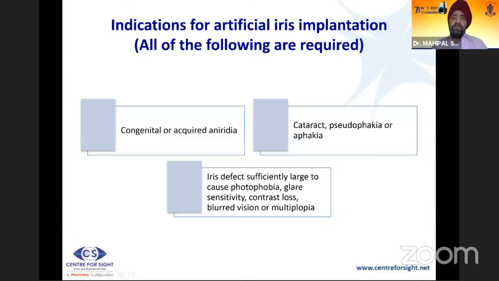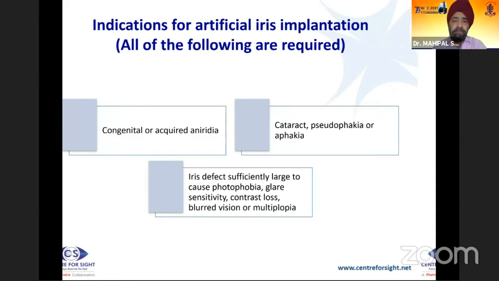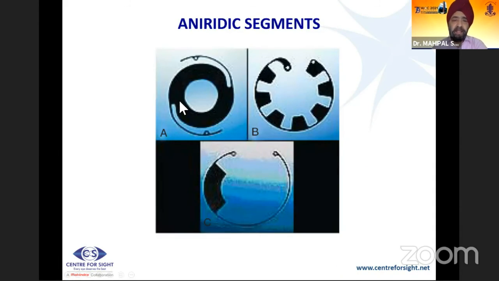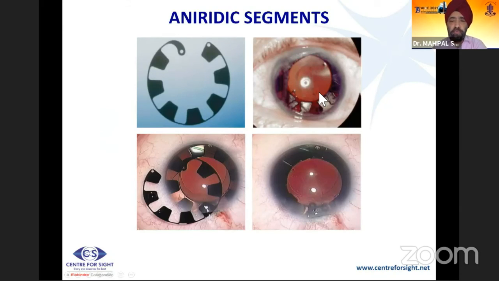The other thing is that if there is aniridia, there is loss of iris tissue, whether it is cataract, pseudophakia, phakia, there is photophobia, glare, sensitivity, contrast loss, etc. You can use an aniridic lens. You can use these small segments, or you can use these windshield wiper type of segments. So there you have to put 2, you put 1, and you put the second, and you can close it.